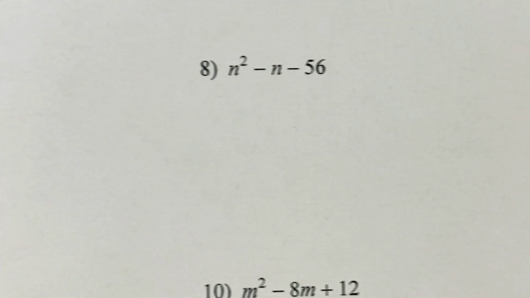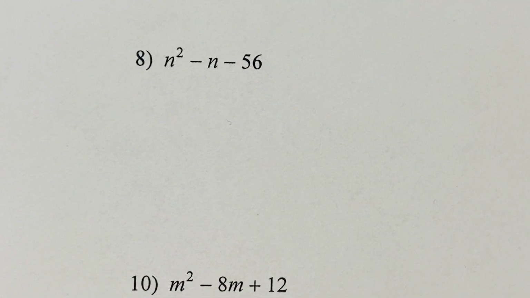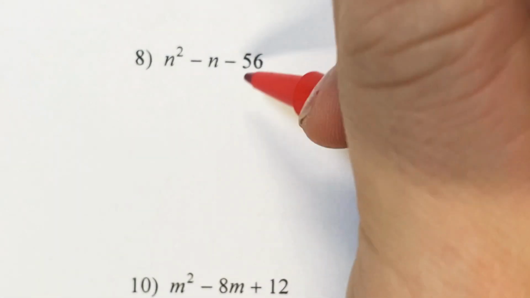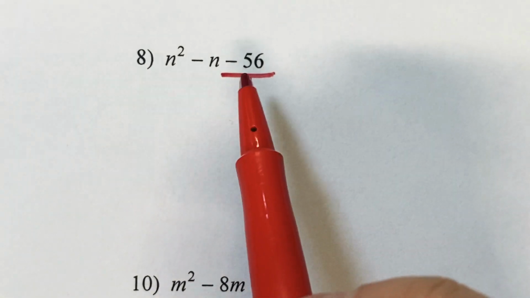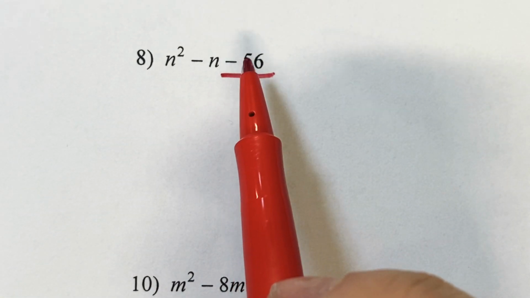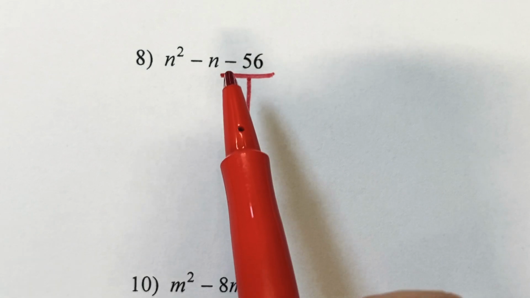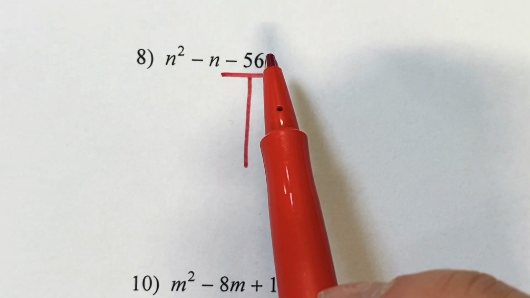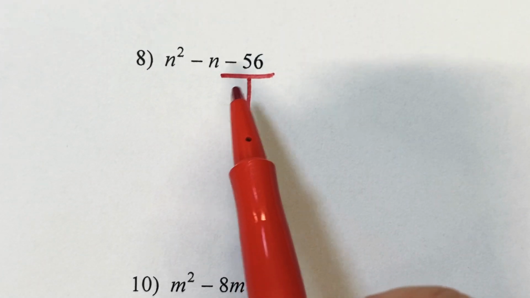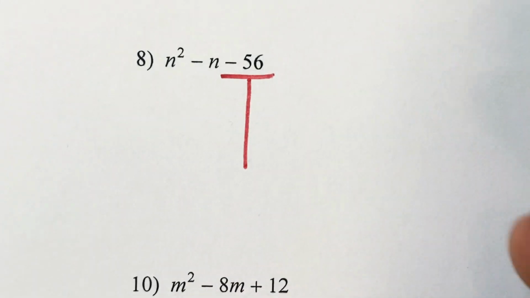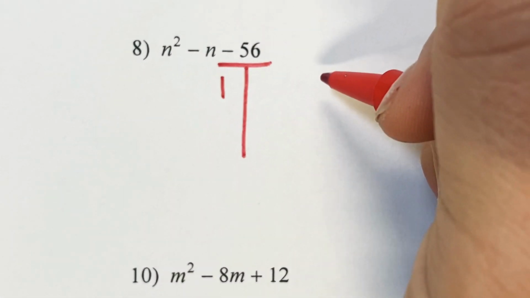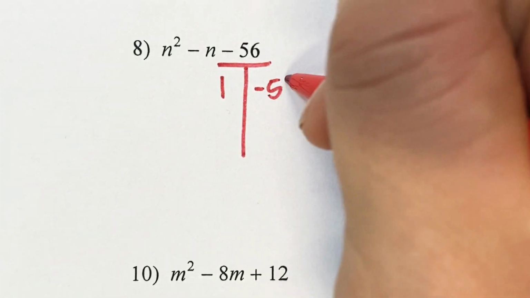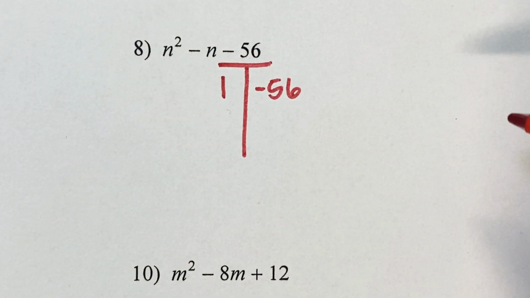Okay, let's look at number 8. Number 8 is just a little bit different. Look at the last coefficient. This is actually a constant. We need factors that give me a negative 56. In order to get a negative, we have to multiply a positive by a negative. For example, we would need to multiply positive 1 times negative 56 to give me a negative 56.